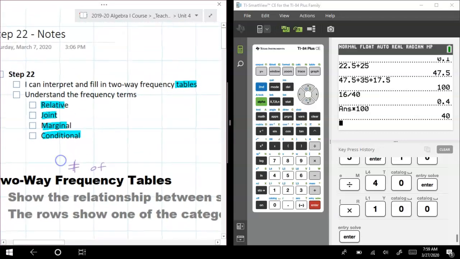So we looked at two-way frequency tables. We defined the terms relative. Relative means percent. Joint means an inside number, something both categories have in common. Marginal is a total. And conditional means based on one category, given a piece of information.